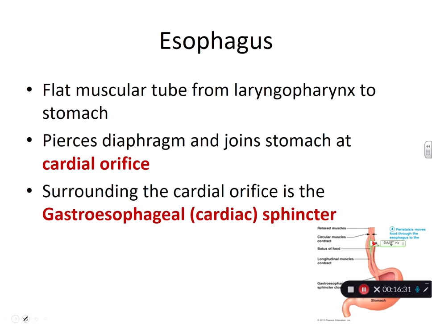From there, your food's going to move down through the esophagus. And the esophagus is this flat tube. Now, you saw this on the rat. To see the esophagus, you had to take the trachea and kind of turn it a little bit, because the trachea is in the front and the esophagus is in the back. And it's this really flat tube back there. And it runs right behind the trachea, but it continues, it pierces the diaphragm and goes down into the stomach. And it joins the stomach at something called the cardial orifice. And surrounding that opening is a sphincter muscle.